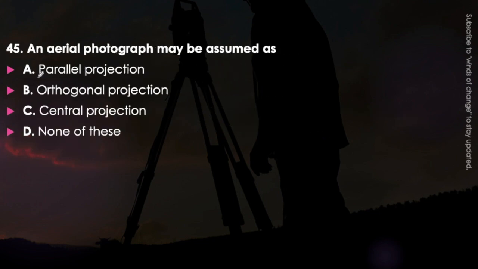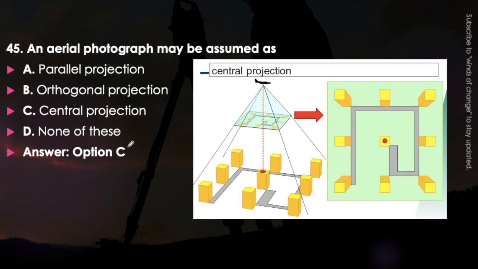Next question. An aerial photography may be assumed as parallel projection, orthogonal projection, central projection, or none of these. Just think about it. An aerial photograph. The aerial photograph is an example of central projection. Okay, you can see here in the diagram, this is a case of the central projection. Either it will be vertical photography or oblique photography. So usually we go for the vertical photography only. So you can see here it is a case of the central projection.